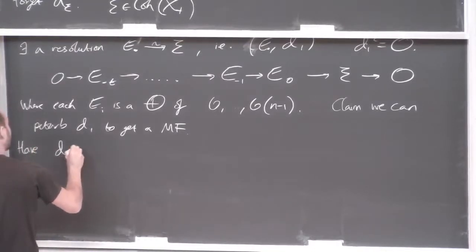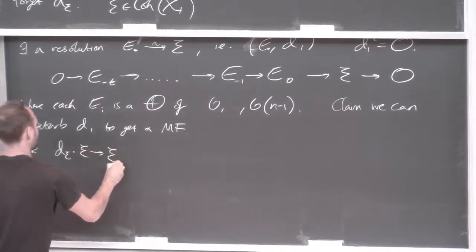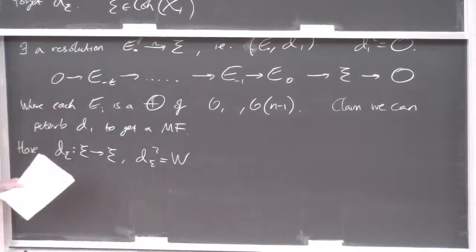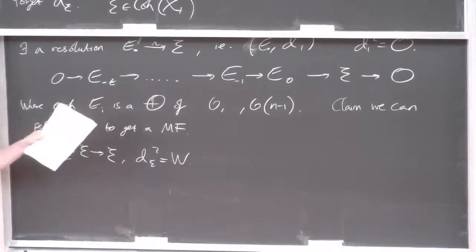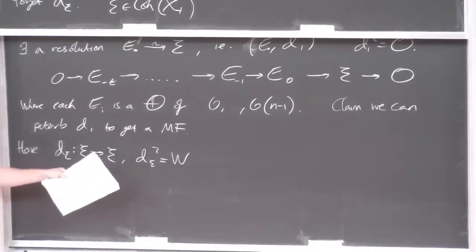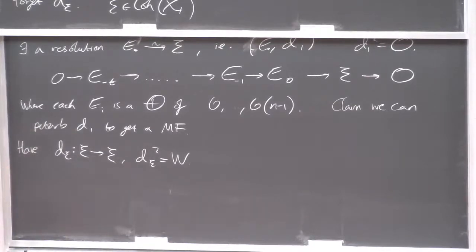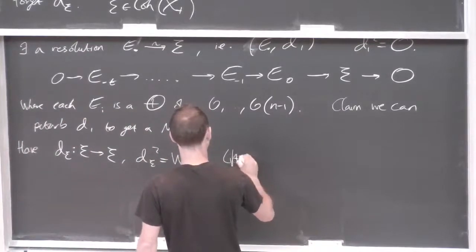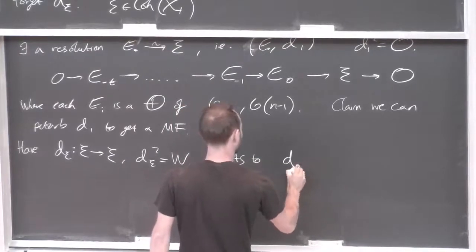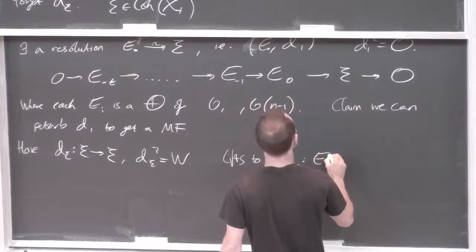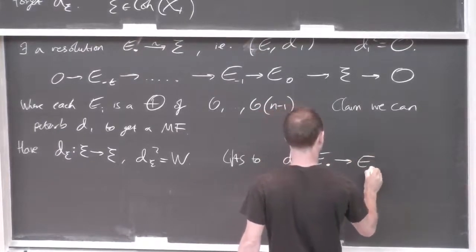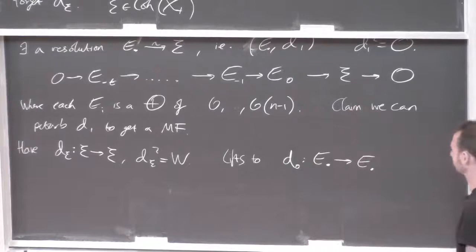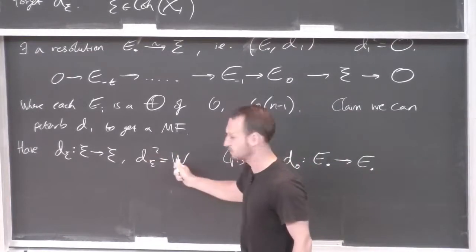We have DE, which is an endomorphism of the sheaf E. And we know that this squares to W. And now I've just replaced this curly E with a resolution. So this endomorphism of curly E has to lift to some endomorphism of the resolution. And I'm going to call that guy D0.